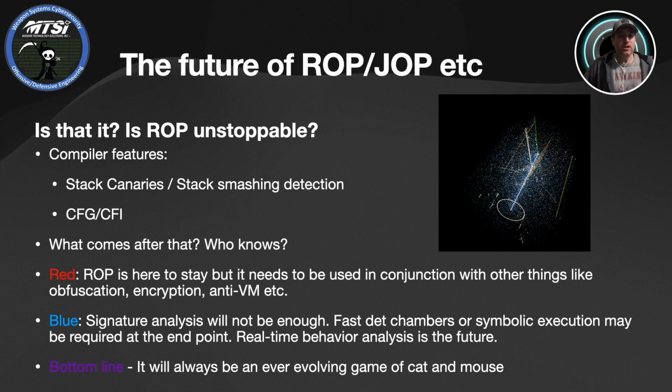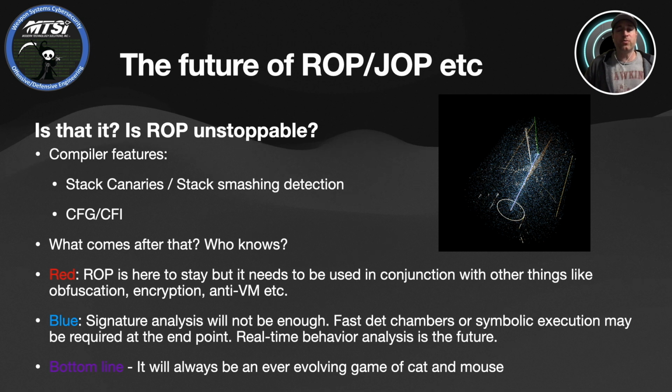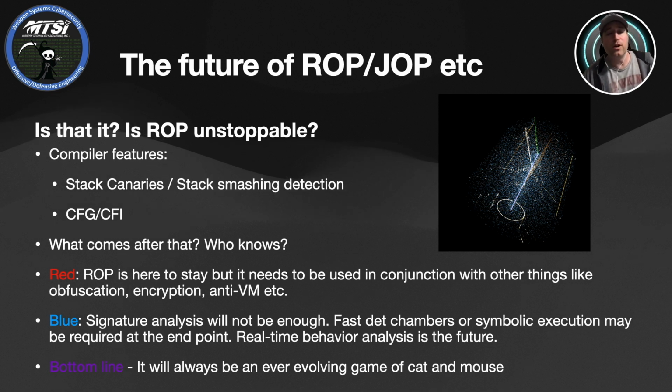From the blue side, I think what it shows is that signature analysis will not be enough. There still very much is a focus on signatures, and we need to get away from that. Detonation chambers, which are basically either on-premises or cloud-based VMs that try to quickly spool up and run a program and see what it does and gather information and telemetry on it. If those can get really fast and agile, that can be really useful against these types of attacks.